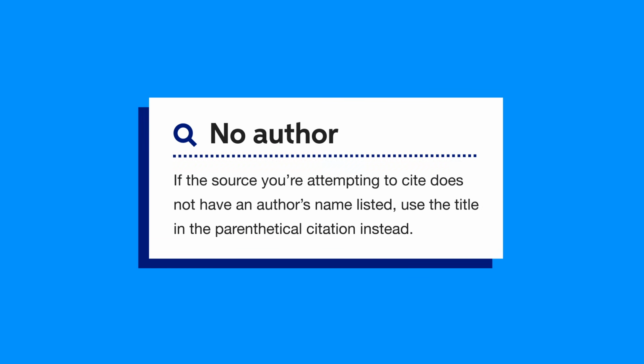Many digital images, films and videos, encyclopedia articles, dictionary entries, web pages, and more do not have author names listed. If the source you're attempting to cite does not have an author's name listed, use the title in the parenthetical citation instead. If the full reference has the title within quotation marks, include these quotation marks in the in-text citation. If the title is written in italics in the full reference, use italics in the in-text citation as well.